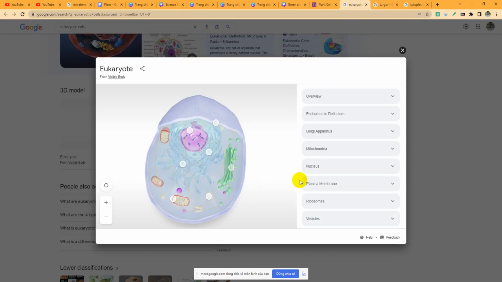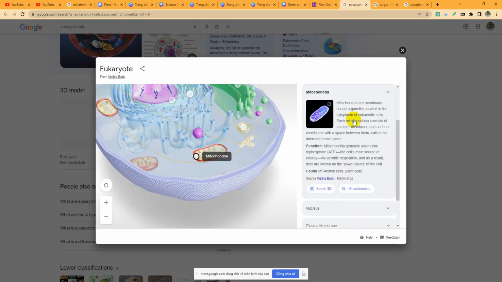But yeah, let's focus on the mitochondria. So that's that. Each mitochondrion consists of an outer membrane and an inner membrane with a space between them called the intermembrane space. I think this detail is not that important, so we're just gonna skip it. So here's the function. Mitochondria generate, oh my god, this is literally specialized terminology, adenosine triphosphate, I know, ATP, the cell's main source of energy via aerobic respiration, and as a result, they're known as the power plants of the cell.